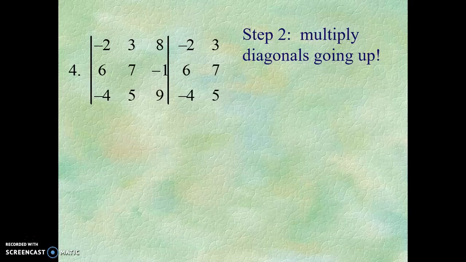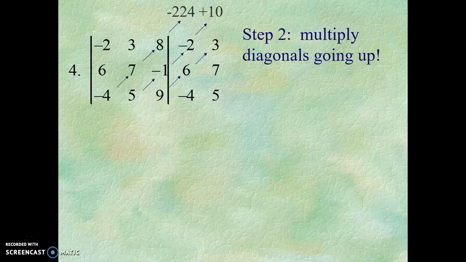Step 2 is to multiply our diagonals going up. We're going to start at that negative 4 at the bottom. So negative 4 times 7 times 8 gives us negative 224. Then 5 times negative 1 times negative 2 gives us positive 10. Then the last one, 9 times 6 times 3, gives us 162. We're just going to add those together and leave that on the side for a second.